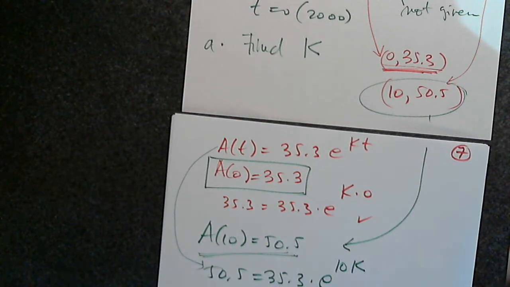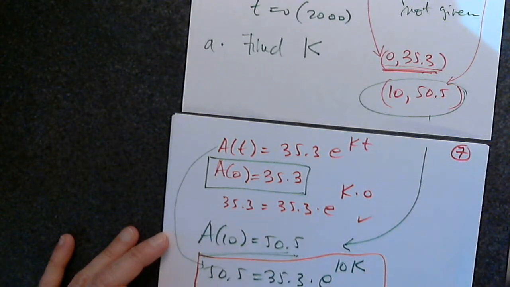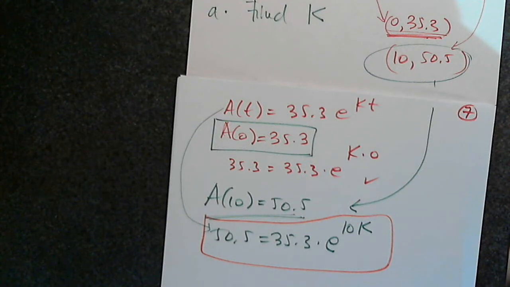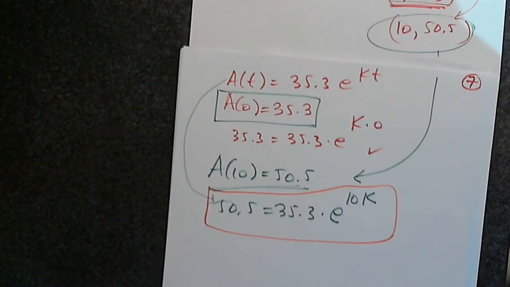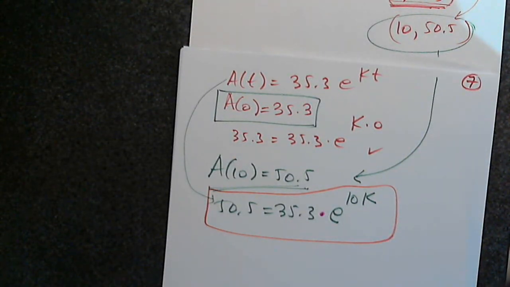Great job. Now I have to solve this equation for what? For k. Remember, we always clean up equations before we do anything. What would be the cleaning up step that I have to perform? Get k on one side of the equation. I can't just yet. It's multiplied by something. Minus 35.3? I cannot subtract because it's multiplied. Divided by. Excellent. 50.5 divided by 35.3 equals e to 10k.